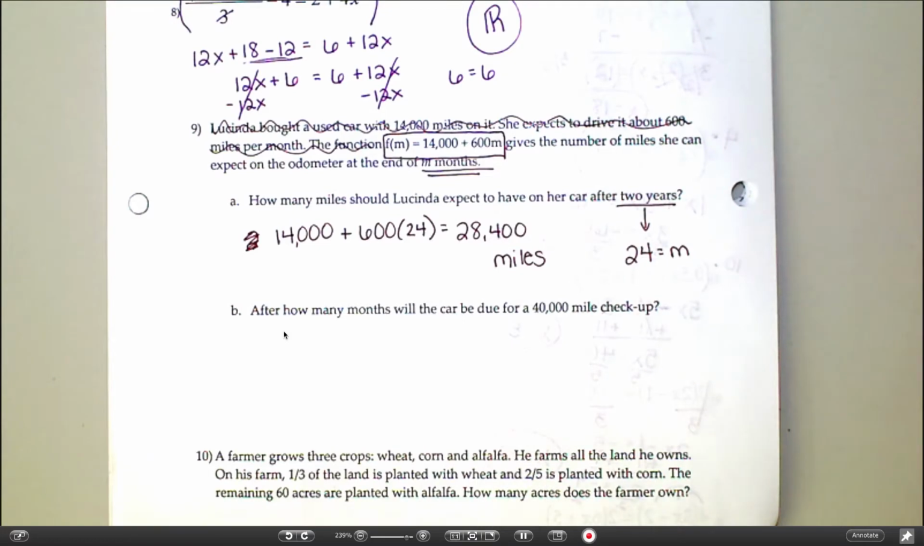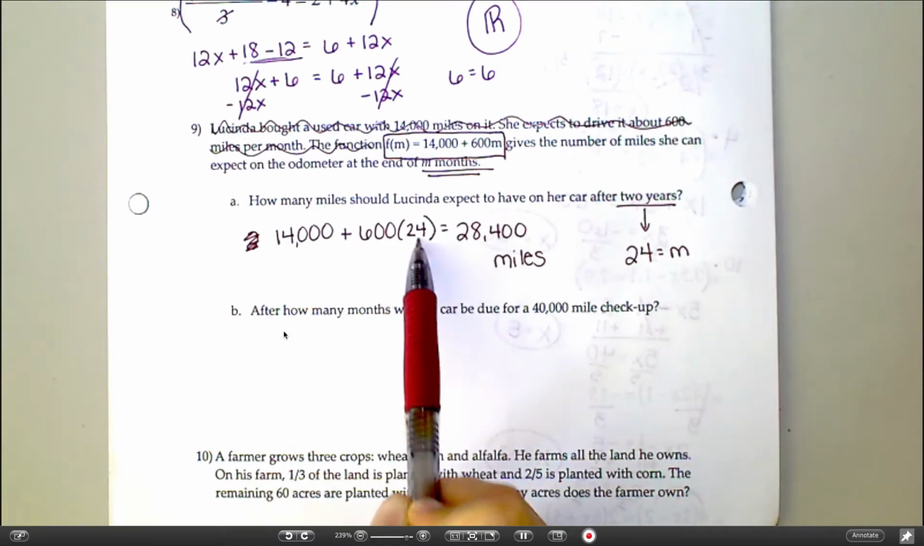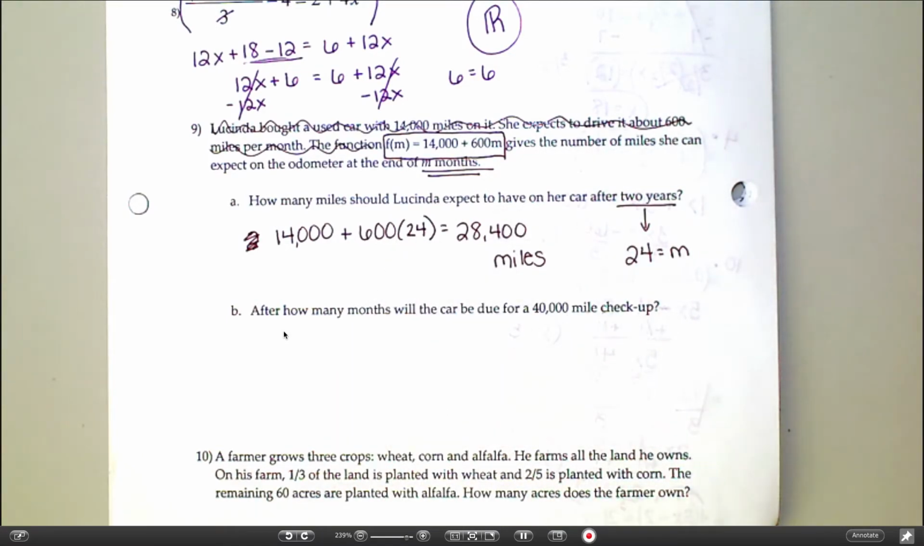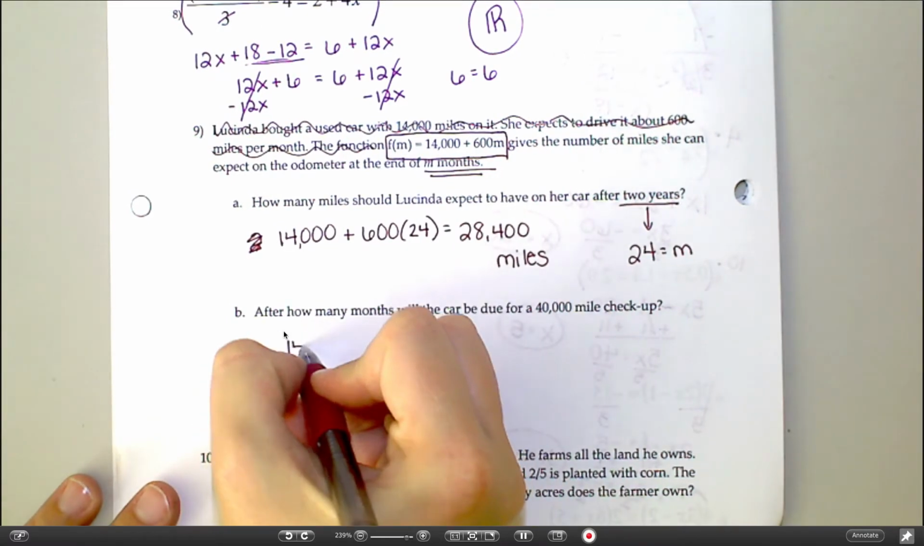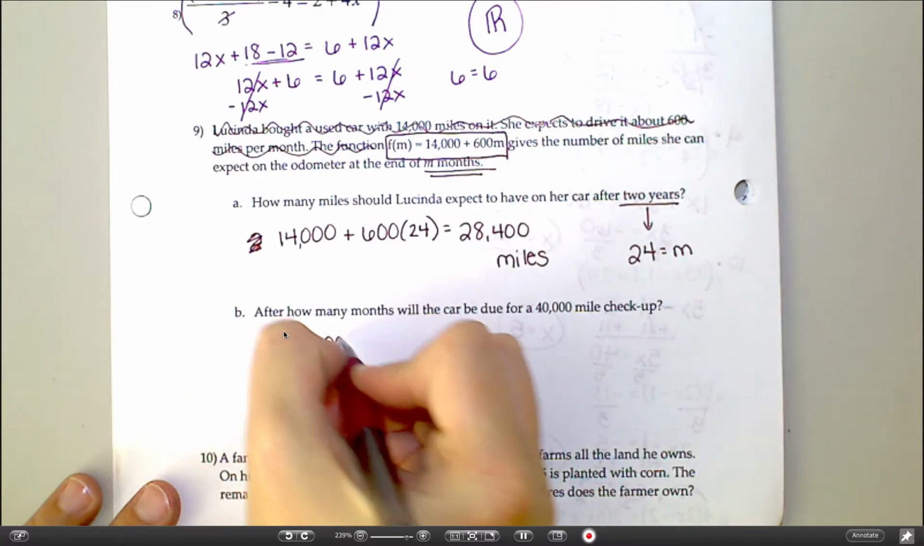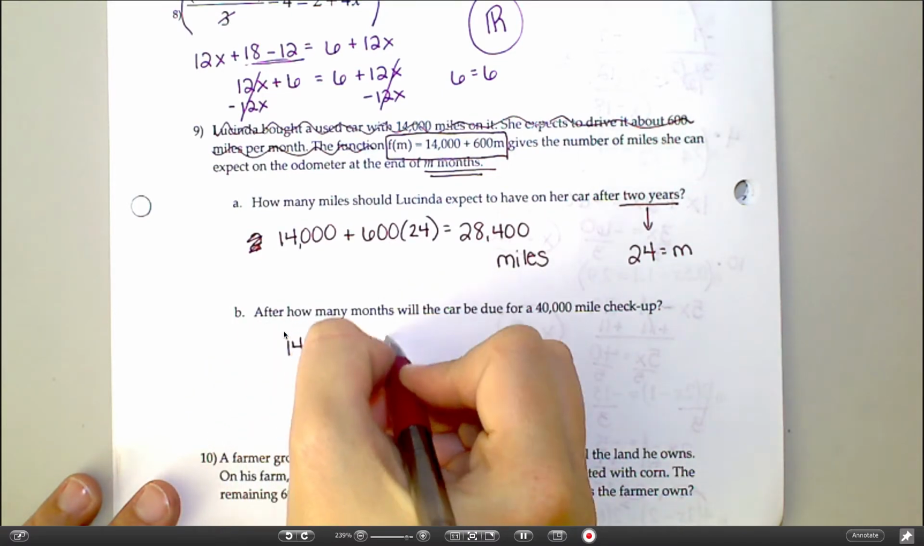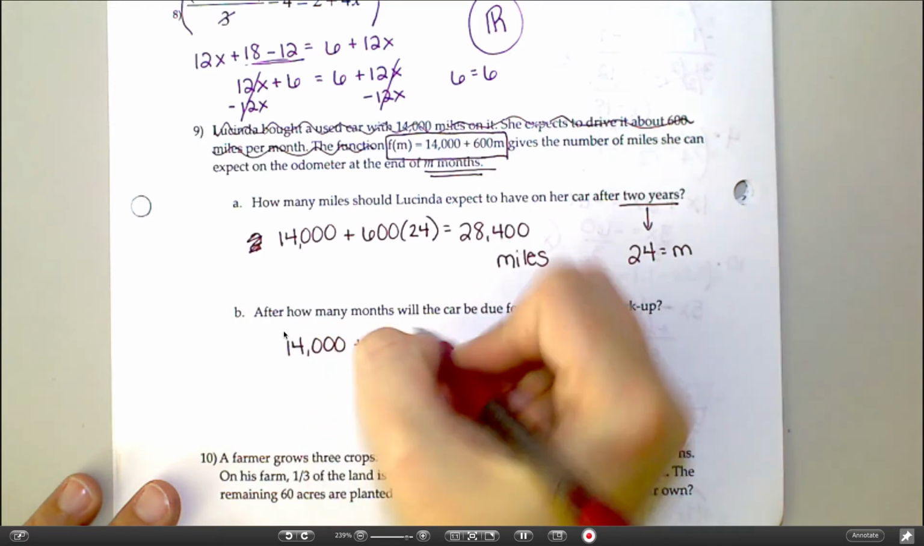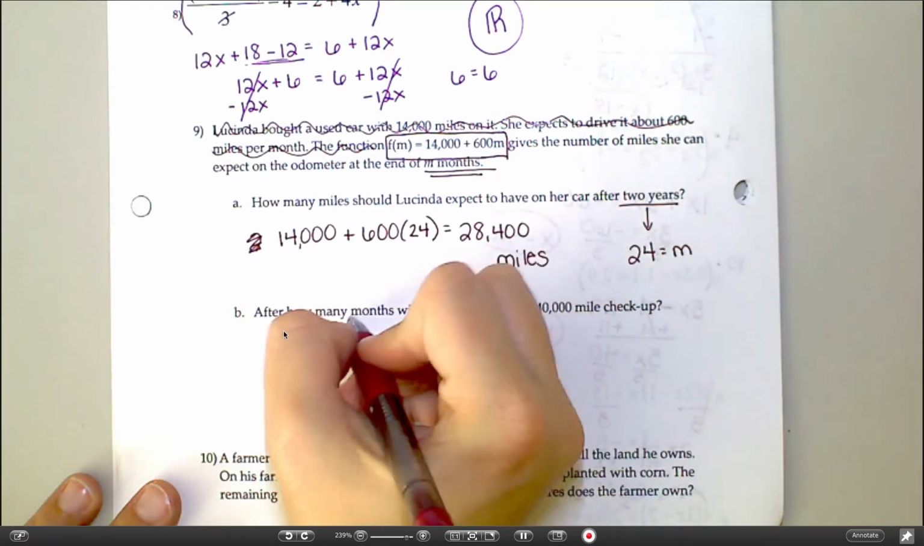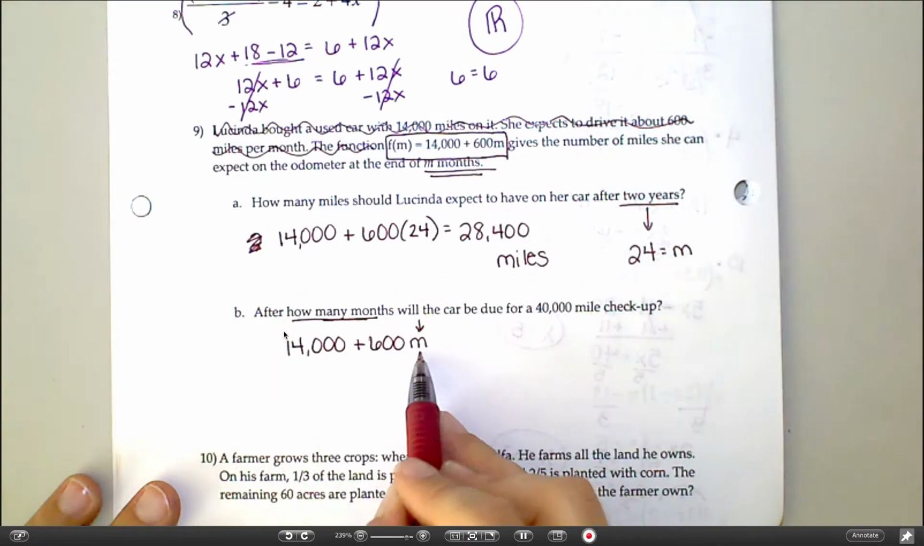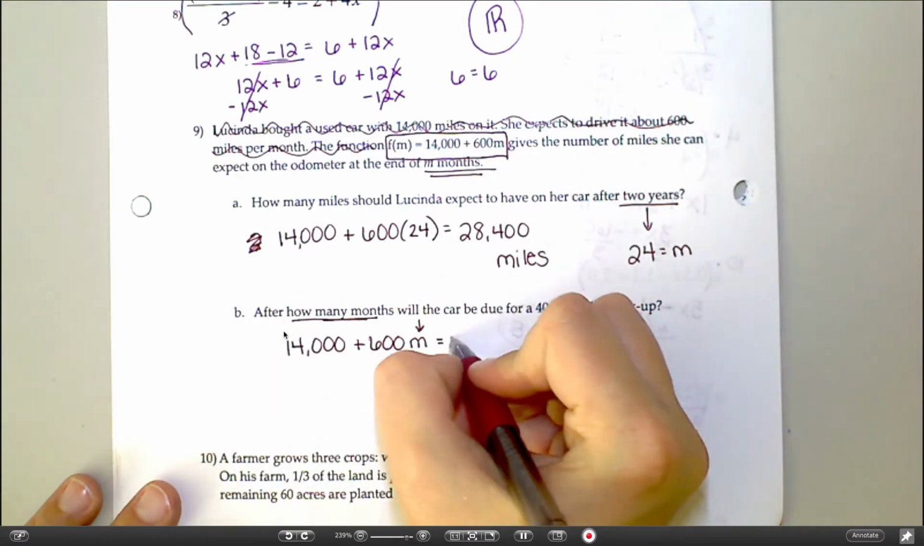So am I plugging 40,000 in for m this time? No. Where does the 40,000 need to go? Where does this 40,000 need to go if we're not just going to put it in the m spot? Yeah, it's what it equals, right? So I want to say 14,000 plus 600m because I'm trying to find out what my months are. Like this is what I'm trying to find. Okay, how many months is that? And I'm going to set it equal to 40,000.